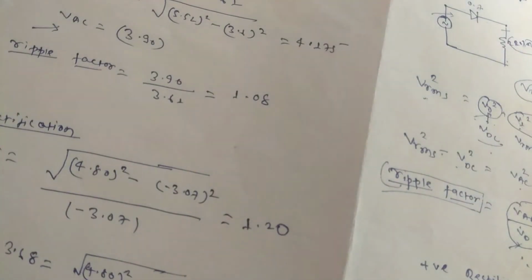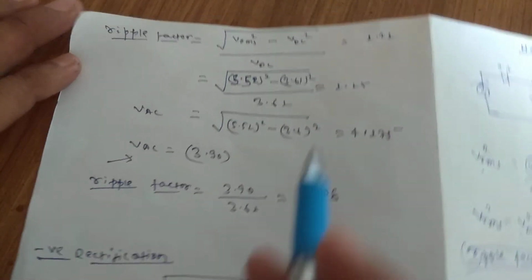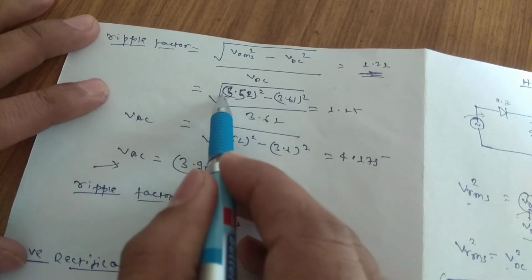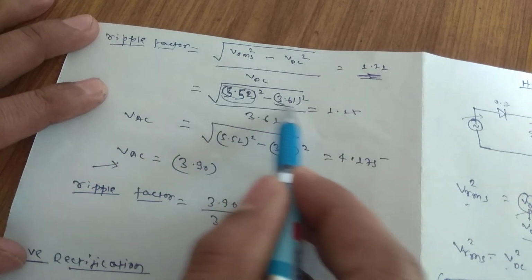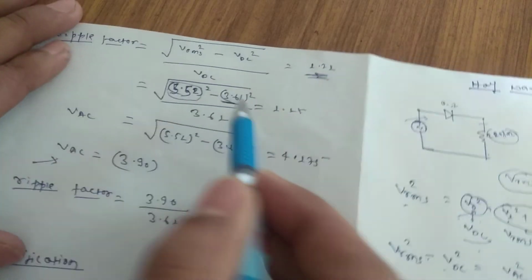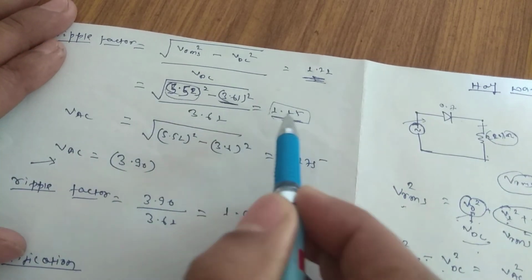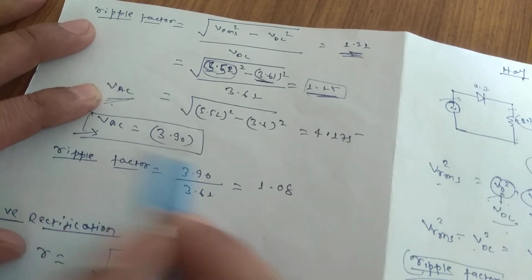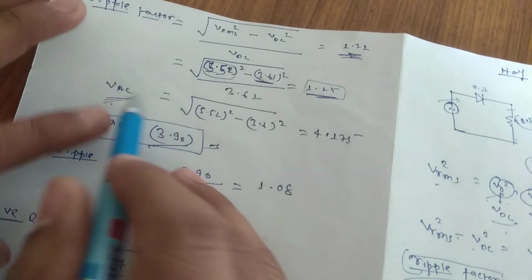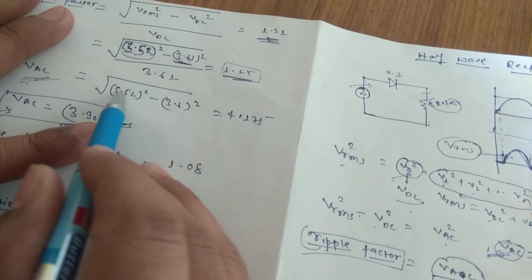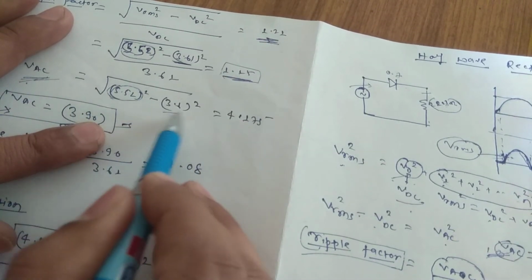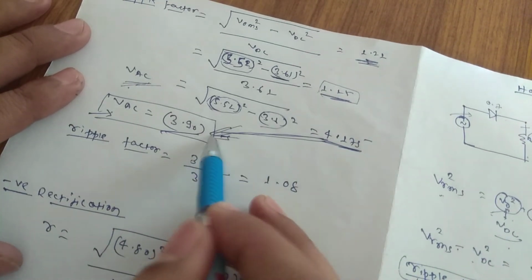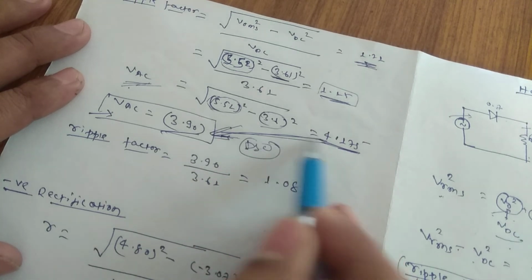Now if you see the ripple factor calculation, theoretically it is 1.21, and if you go with the formula that we have used, VRMS 5.52 and 3.36 VDC, you are going to get 1.15. Now the VAC that we have seen on the DSO was 3.90, and the VAC calculated from the RMS and DC is 4.17. See, there is a difference. This is all because of the DSO. Now it must be equal.